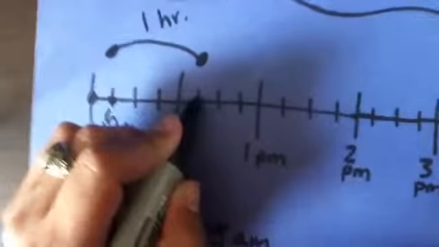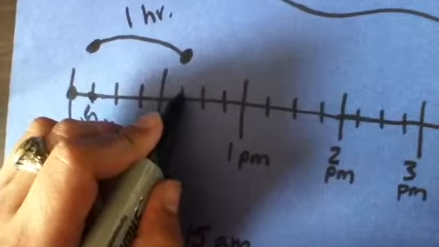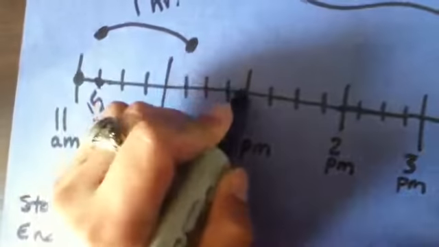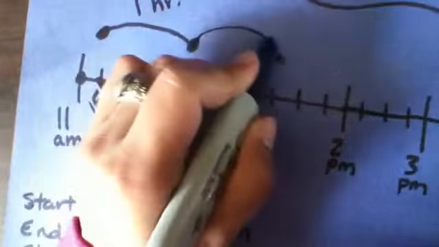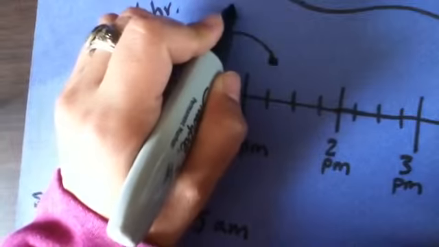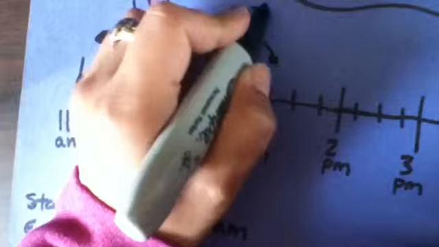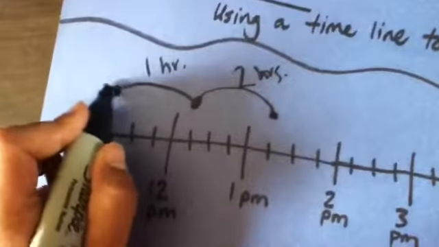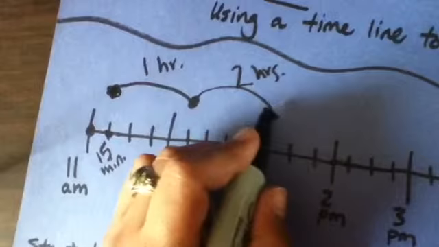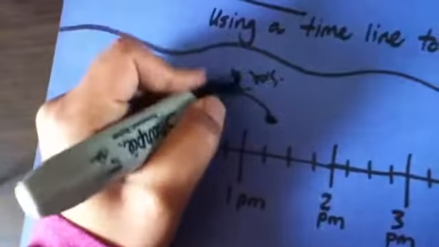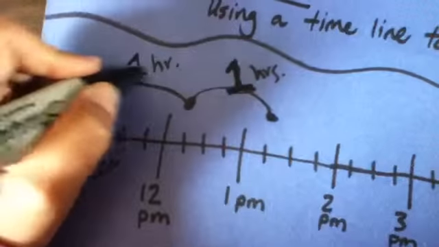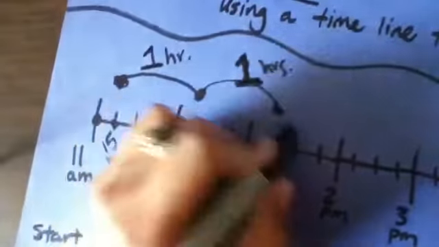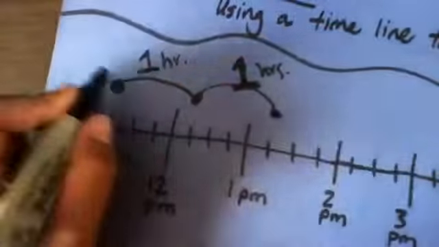Okay, now let's check for our next hour, okay? So 15, 30, 45, 60. So this is where hour 2 will go. 2 hours. Okay. So from the starting point to here, we have 2 hours. Okay, so this is 1 hour. This is 1 hour. This is 1 hour. This is 1 hour. And this is 2 hours, okay, the whole way.